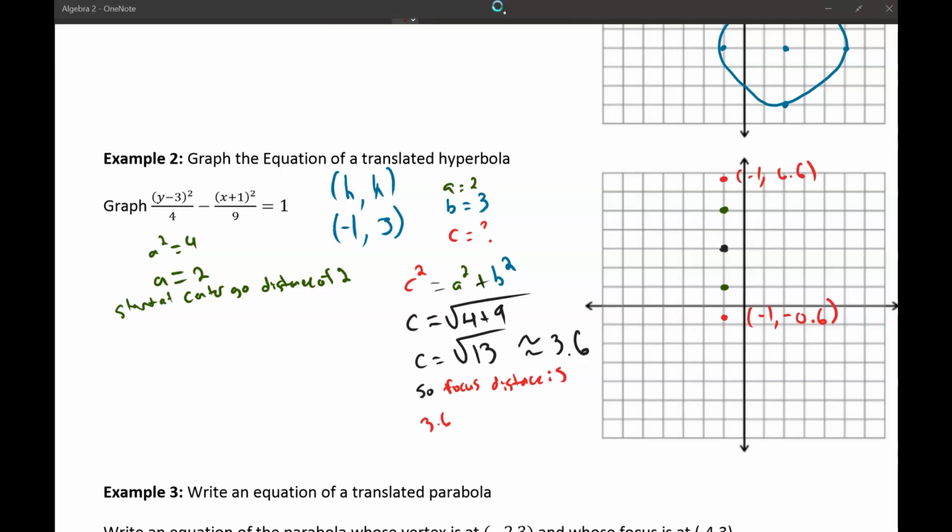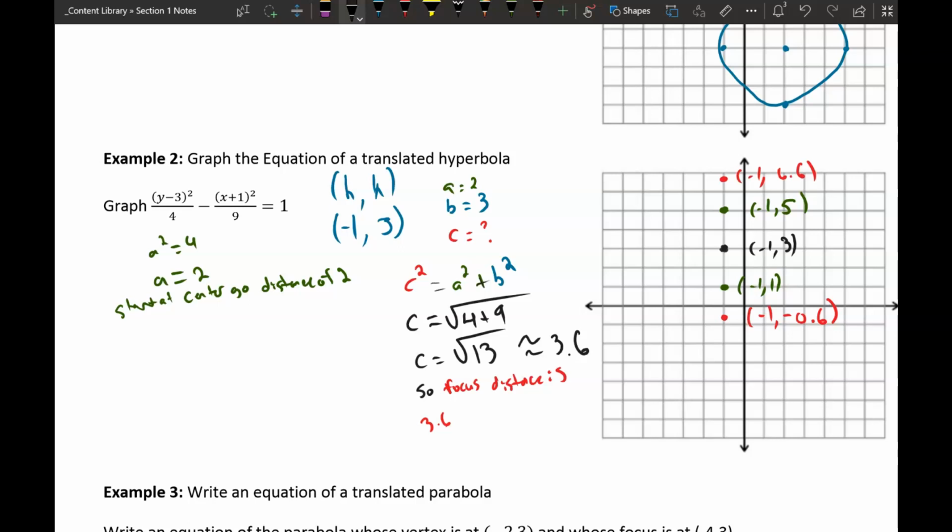Our vertices are going to lie at, well, 2 below that would be -1, 1. This one's going to be -1, and then 3, 4, 5. And then our center is, of course, at -1, 3. Okay, so we've basically labeled all the things we need.